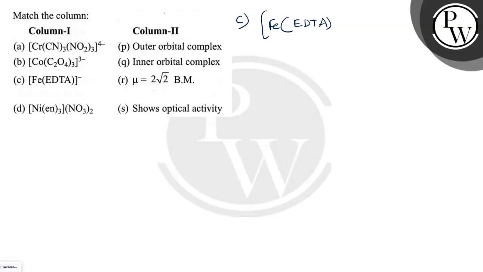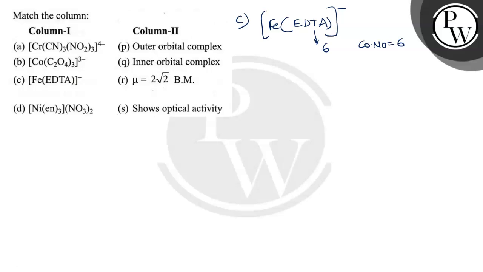EDTA complex. EDTA is a hexadentate ligand. A single one can form 6 coordinate covalent bonds. So the coordination number of this complex is 6. And let us find the oxidation state of iron.